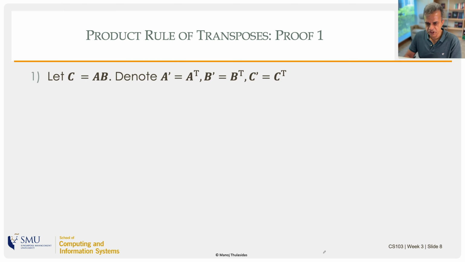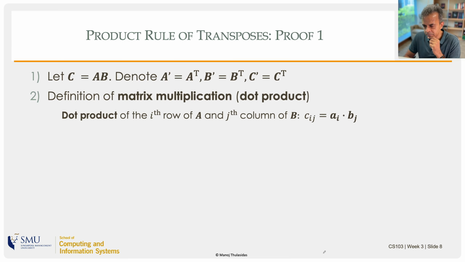The first proof: first of all, let's say that C is the product of the two matrices, C equal to AB. Now let's use the notation A prime for A transpose, B prime for B transpose, and C prime for C transpose, just to make the display a bit easier. By the definition of matrix multiplication using dot products, the ith row of A and the jth column of B, the dot product of those two things, will be the ith row, jth column of the product C. Cij is going to be Ai dot Bj, ith row of the first matrix, jth column of the second matrix.